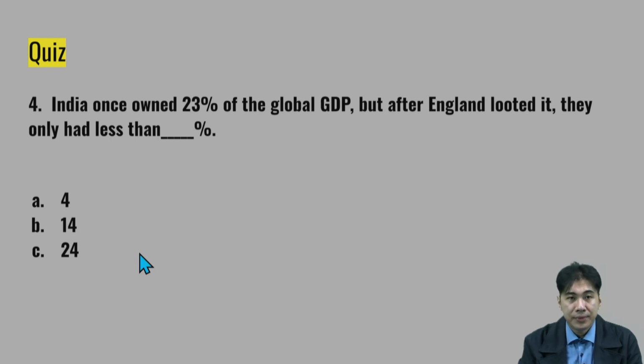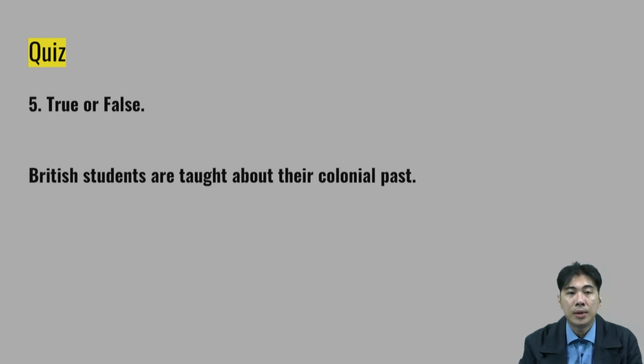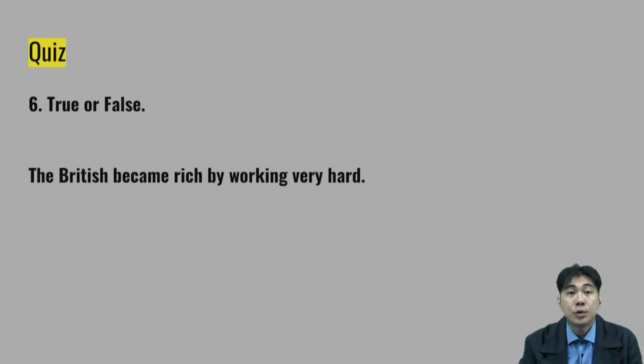Number 5, true or false? British students are taught about their colonial past. True or false? 5 seconds. Okay. 6. True or false? The British became rich by working very hard. True or false?